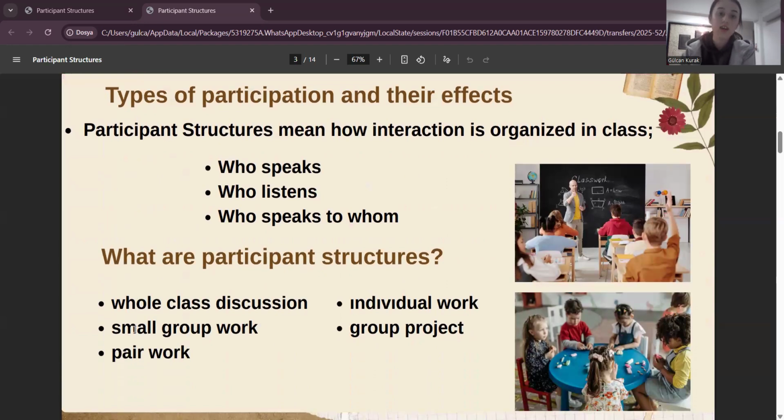First of all, types of participation and their effects. Participant structures means how interaction is organized in the classroom. It's like who speaks or who listens, or who speaks to whom, like teacher speaks to students or students speak to students. So what are these structures? These are whole class discussions, small group work, and also sometimes students work in pairs, individual work, or group project.